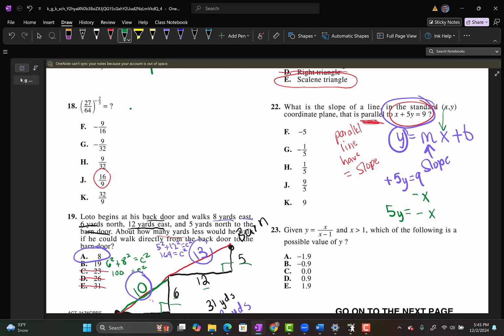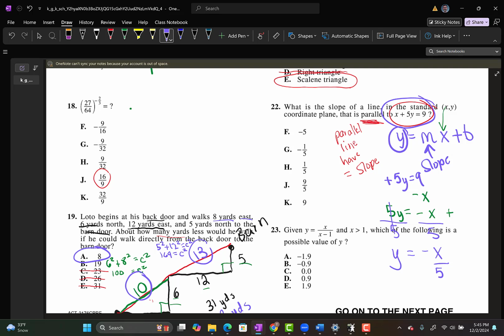It's always written the x variable first. So negative x, and then that is a positive 9. And then divide everything by 5. Cancel, and we get y equals negative. Don't care about this at all. All we care about is the coefficient in front of x. And we get negative x over 5.